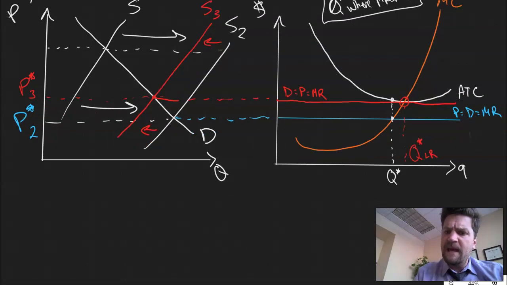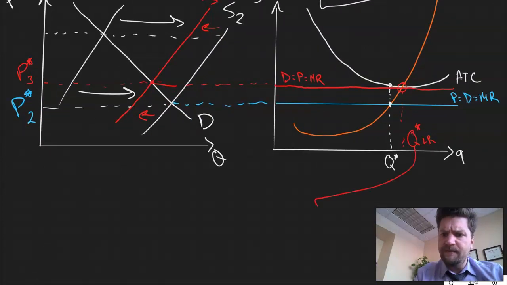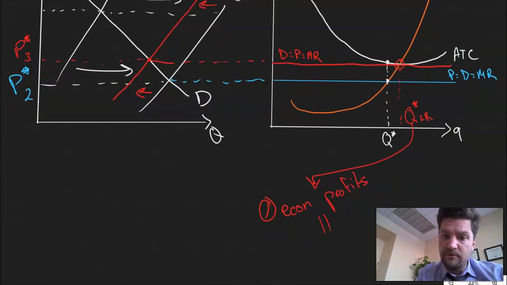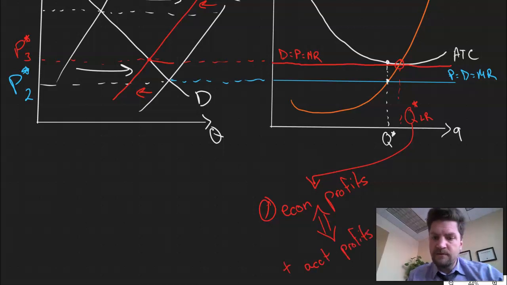Now, what does it mean to have zero economic profits, right? So zero economic profits, remember, translates to positive accounting profit. So when you're making a zero economic profit, you are recouping all of that opportunity cost of your time, of your capital, of your property, so on and so forth, right?